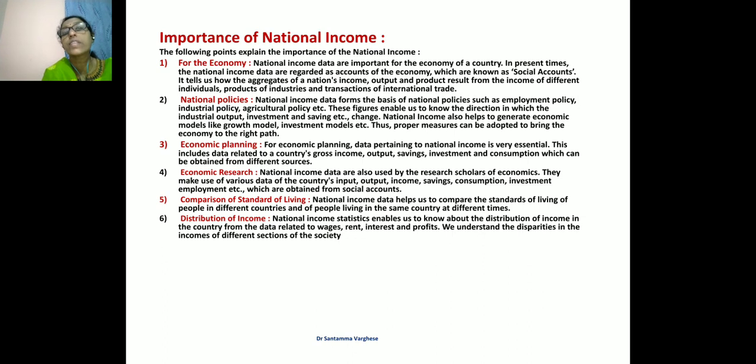Distribution of income. While studying national income, we come to understand how the income is distributed among the different persons of the country. So when we study all these things, we can know the different aspects that relate to national income. So students, just go through the lesson.